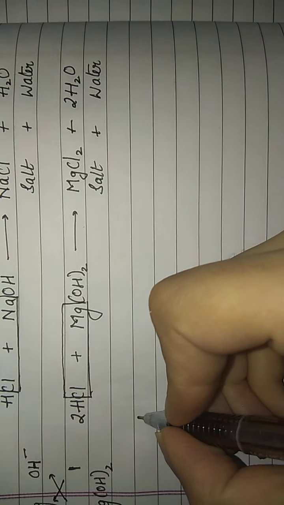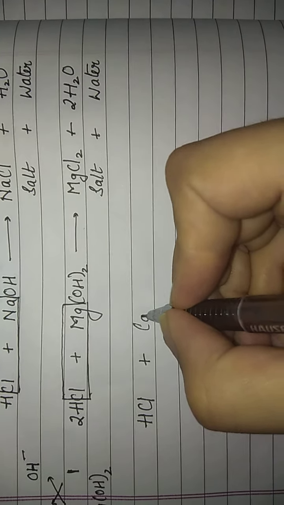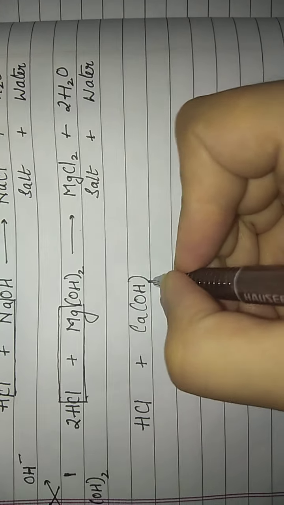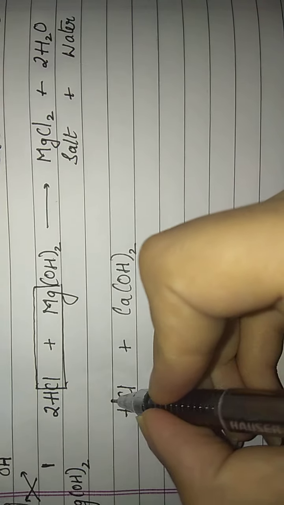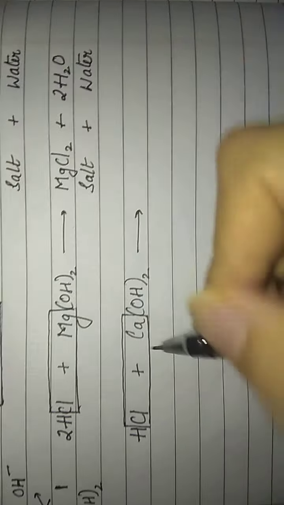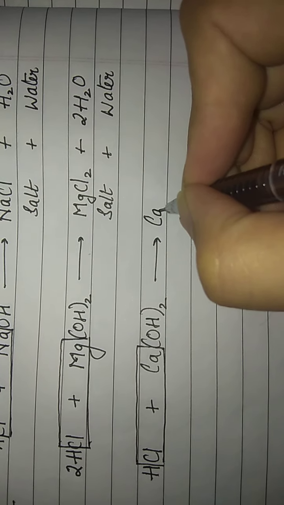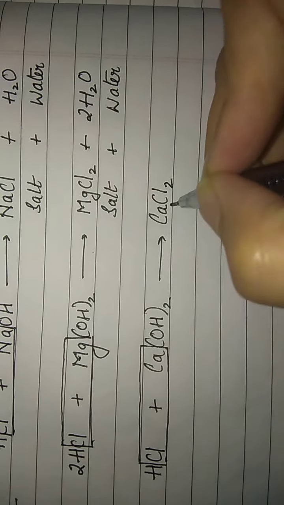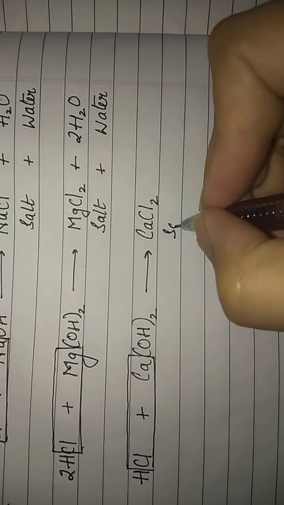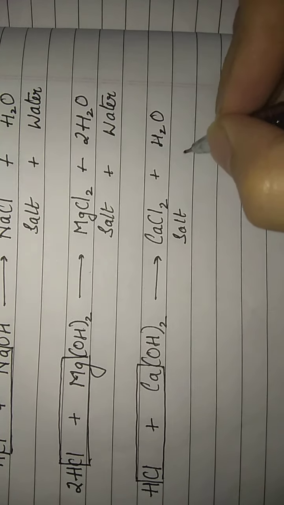Let us have one more example. Now I am reacting HCl with calcium hydroxide. Again you know why I am writing the formula of calcium hydroxide like this. So again, your salt formation will take place using the same method. This time your salt will be calcium chloride. Using crisscross method, you can find out that the formula of calcium chloride is CaCl2. So this is your salt. And the other compound we know is always water.